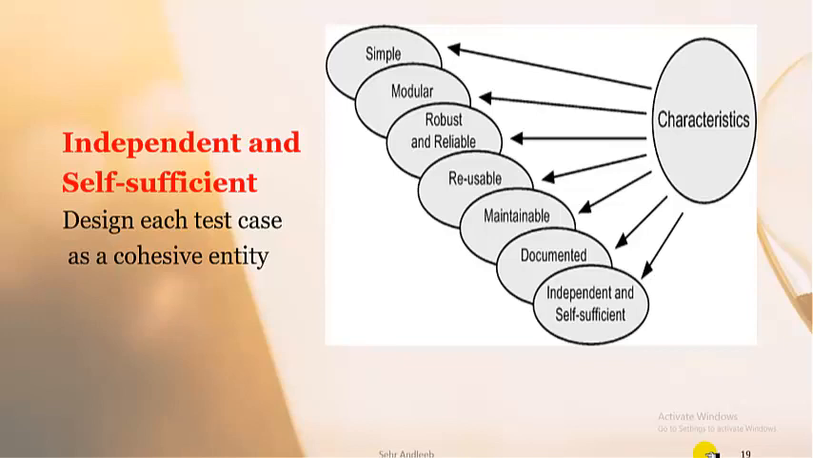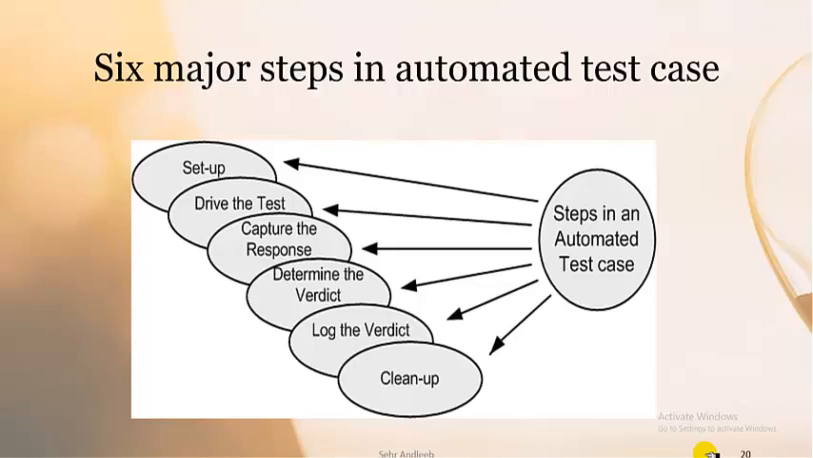So these are the characteristics of the test case. I hope you have done it well: simple, modular, robust and reliable, reusable, maintainable, documented, and independent and self-sufficient. Now you must learn about the 6 major steps in automated test cases, that when you make the automated test cases, how they are made to run.